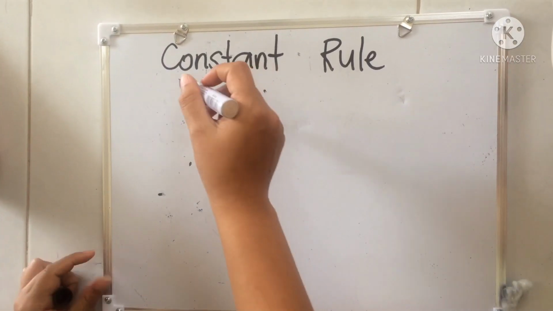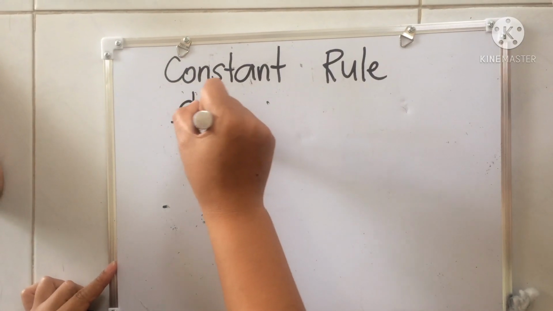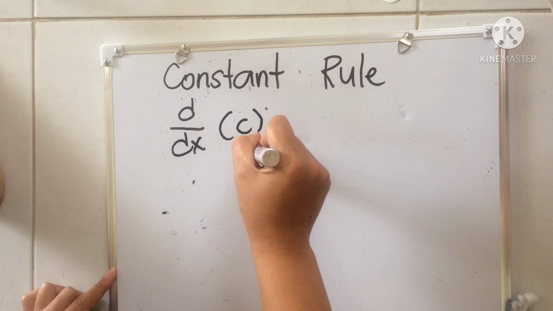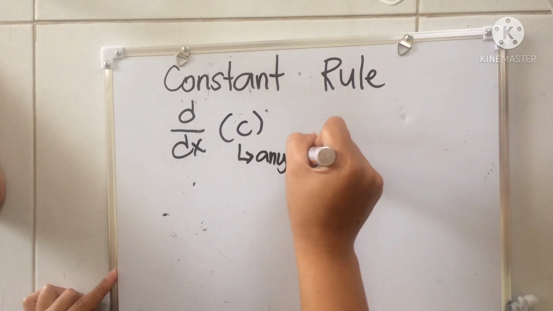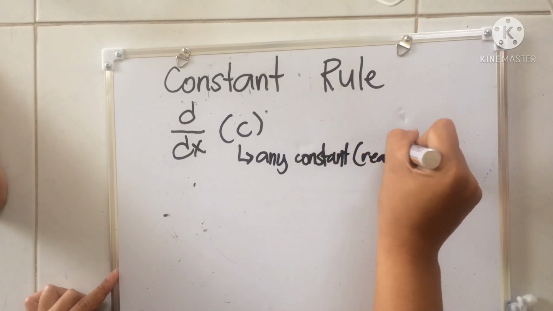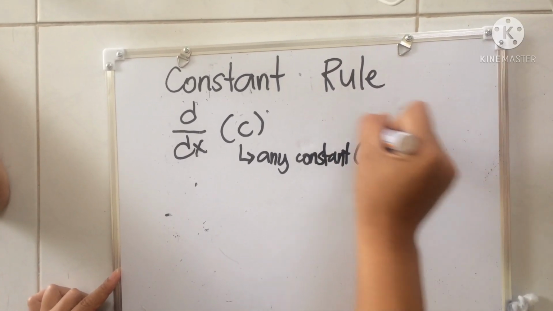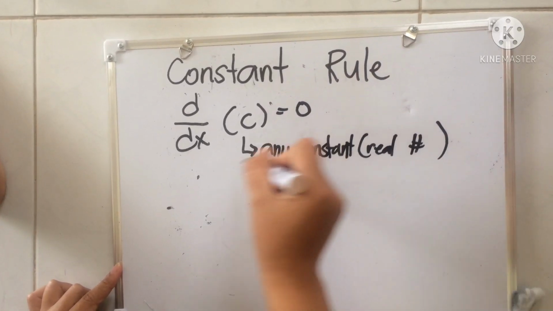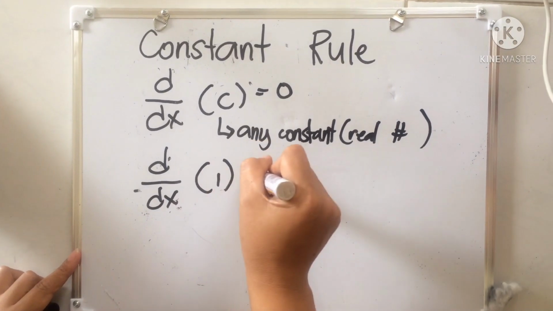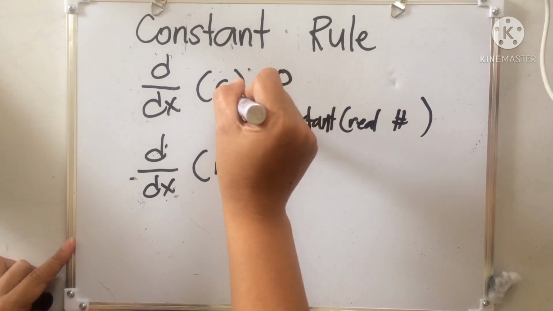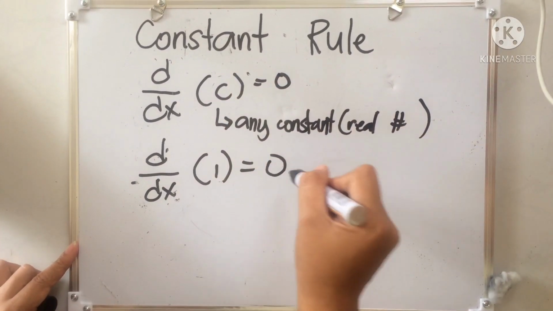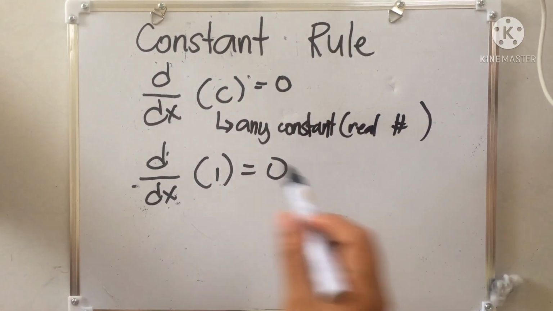Next, we have the constant rule. If we have the derivative with respect to x of c, where c is any constant or real number, it is always equal to 0. Just like, for example, if we have 1, the answer is 0. Any whole number, any number that is a constant, has a derivative equal to 0, and that's the rule of the constant.